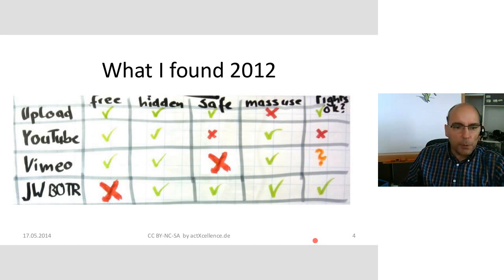Okay, this is what we were talking about. First, the idea was we need a free solution. It needs to be hidden and unshareable, meaning safe. Mass use, so if 20 people start streaming at the same time, you want to deliver, and the usage rights of this service need to be okay.